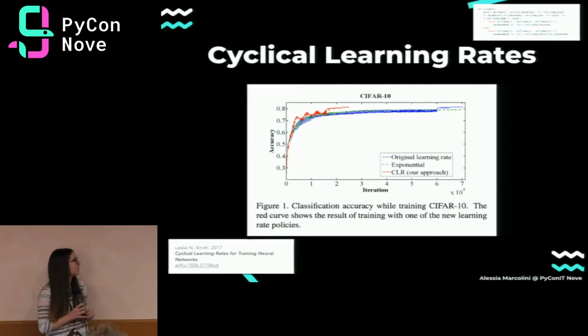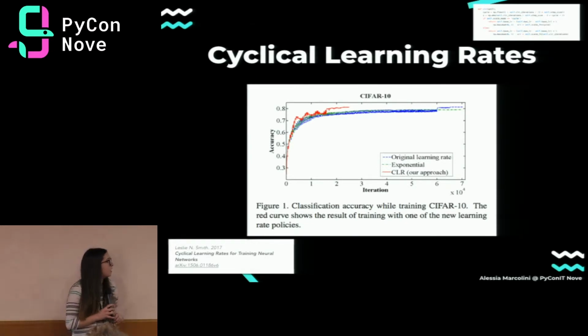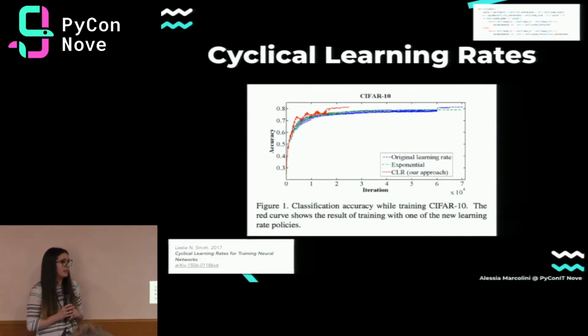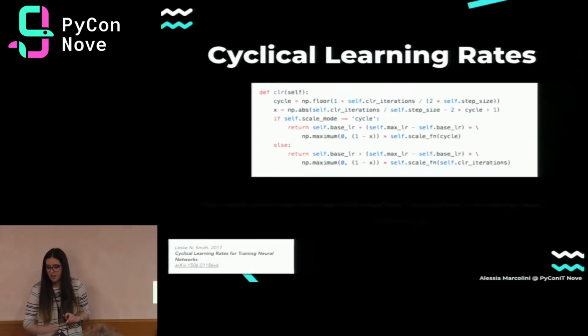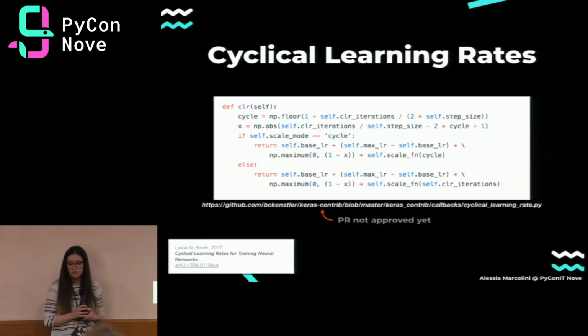As you can see in this plot, following the red curve, you can obtain the same accuracy in half the epochs. Since you're spending less time to train your network, it enables you to train bigger networks, of course. And here you can see the implementation. This comes from a pull request to Keras contrib, which is a repo that contains other Keras functionalities that are not yet added to the core of Keras.